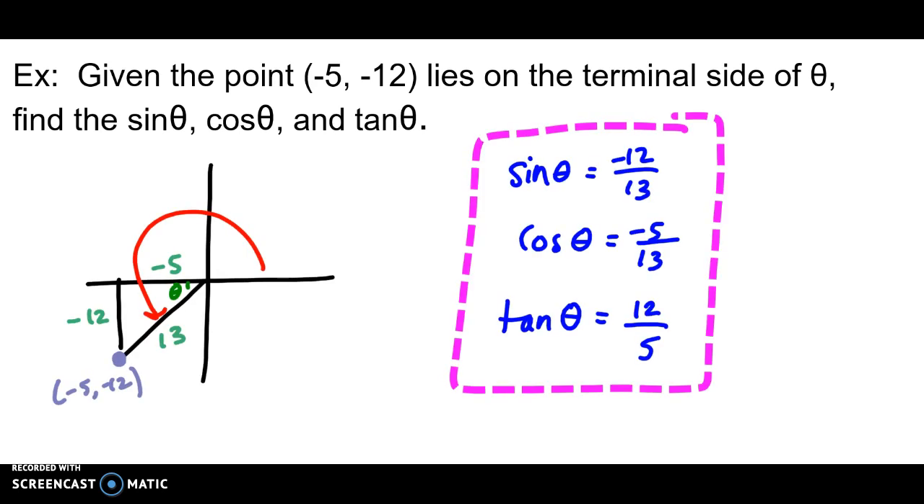All right, so it helps here to think of this graphically first. We know that -5, -12 would be in the third quadrant. Okay, let's draw our triangle here. -5 in the x direction, -12 in the y direction. Then we can figure out our hypotenuse there using our Pythagorean theorem. So sine of theta is -12 over 13. Cosine of theta is -5 over 13. And tangent of theta is 12 over 5.